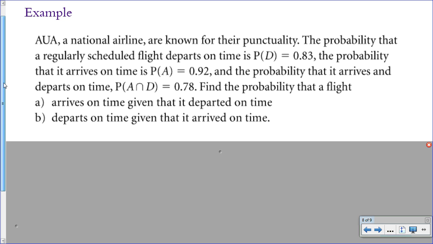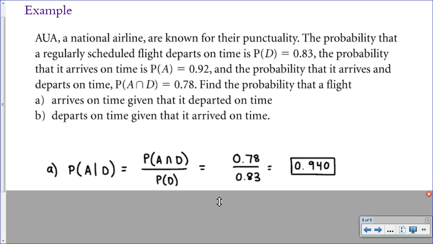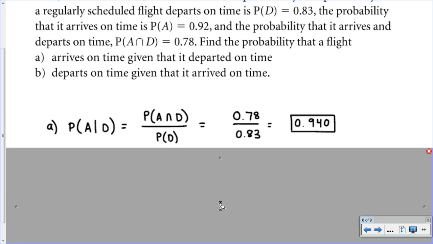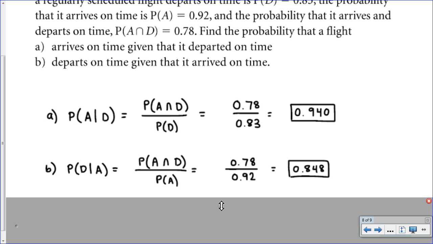So the purpose of this question is to illustrate that actually those will be 2 different calculations. So A given D is going to be the intersection divided by the probability of D. But D given A is going to be the same intersection divided by the probability of A. So you just have to pay attention to the order of the conditional probability, either in the parentheses or in the question, to make sure that you're putting the correct probability in the denominator.